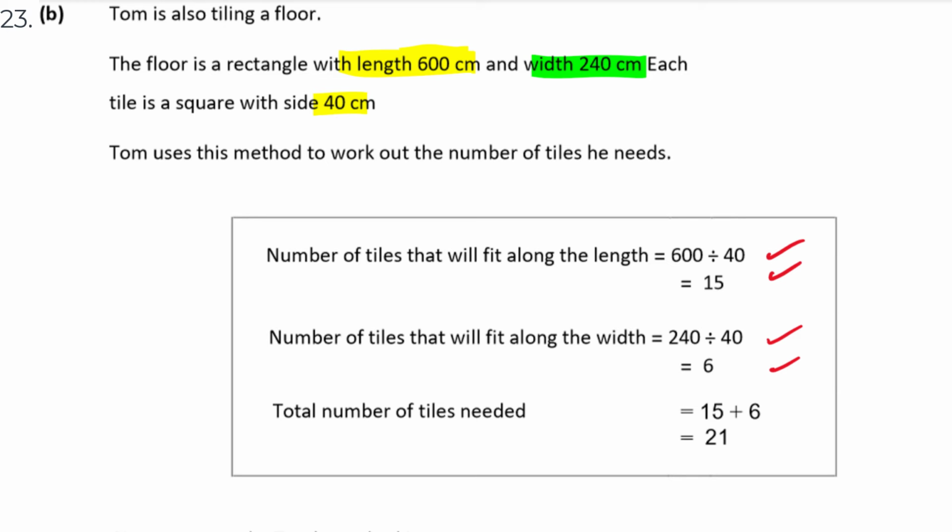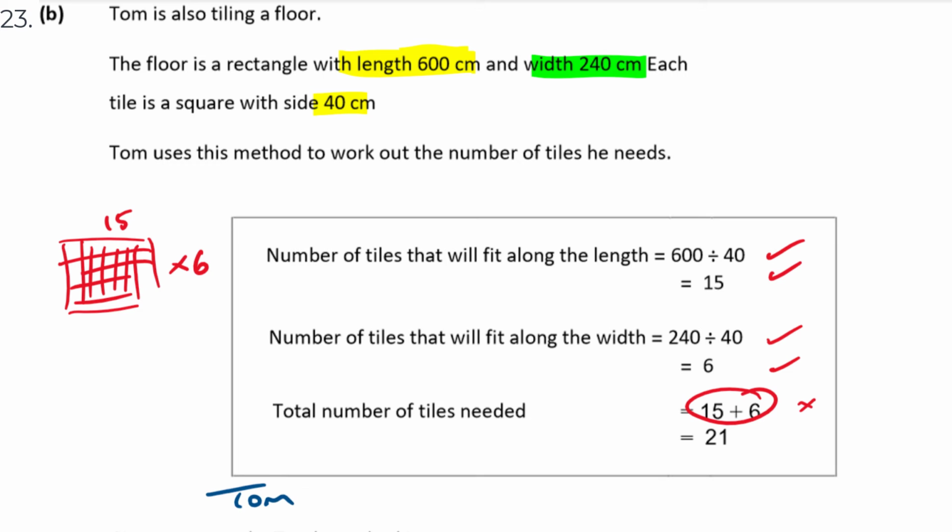So the total number of tiles needed, 15 plus 6. Huh? Tom, what are you doing? That's not right. That is not correct. Because it's basically a grid, isn't it? So you're going to have 15 rows this way and 6 rows this way. So you're going to have to multiply them together, aren't you? It's going to be 15 times 6. Okay? So that's what we need to write. That's his error. Tom has added instead of multiplying.